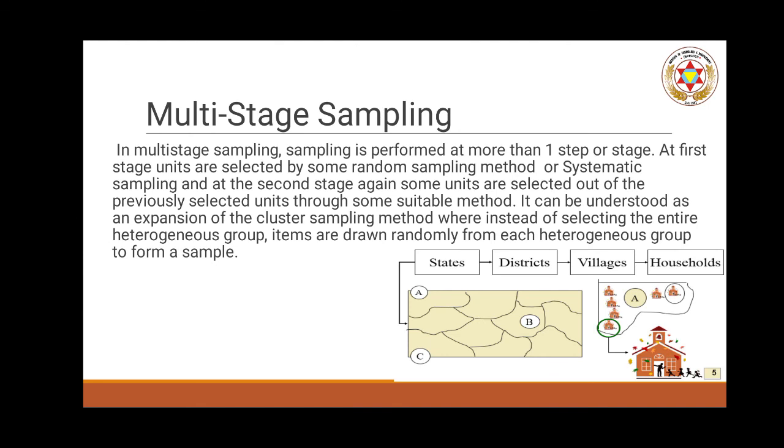Suppose in the first stage we select some districts, say 30 districts. From these 30 districts, in the second stage we select some cities, say 5 cities from each of the 30 districts. In the third stage we select 10 wards or localities from each city. And then in the fourth stage, 50 households from each locality. So in this way multi-stage sampling is done.